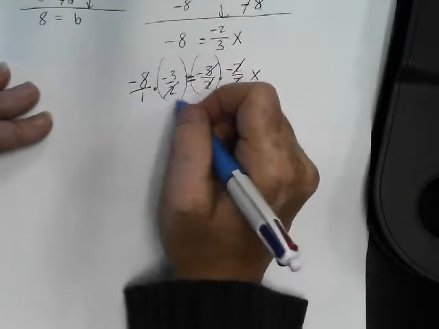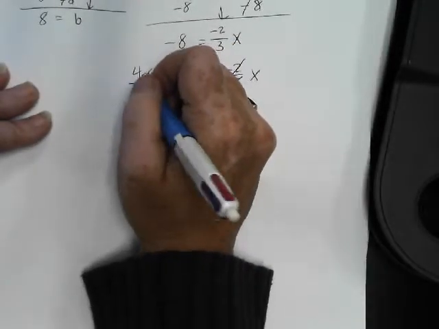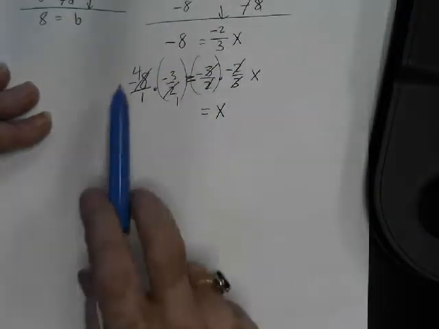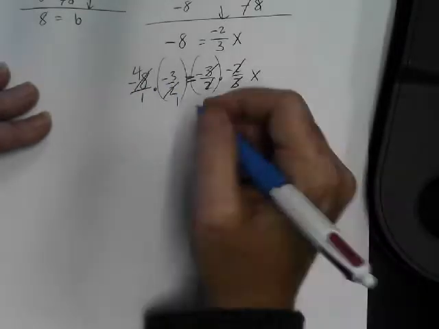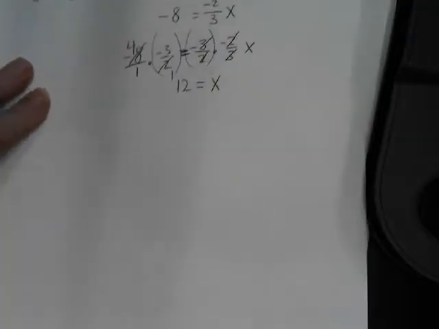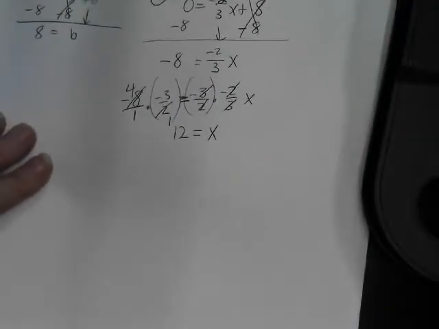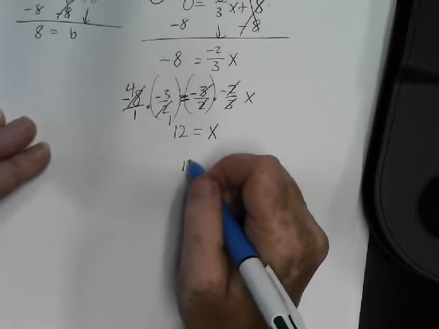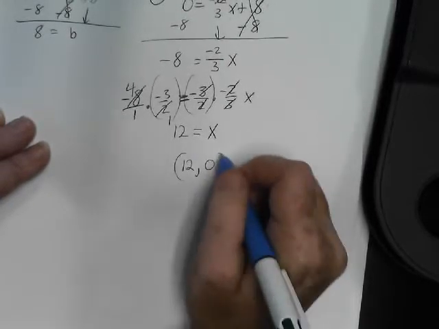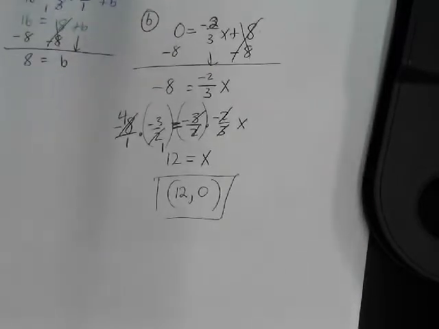So 2 goes into itself once. 2 goes into 8 4 times. So now I have negative 4 times negative 3. And that should give me a positive 12. So the x-intercept is at 12 on the x-axis. So if the x-intercept's at 12 on the x-axis, it's going to be (12, 0). That's what I think the answer is, and you guys are like, well, what was the question?